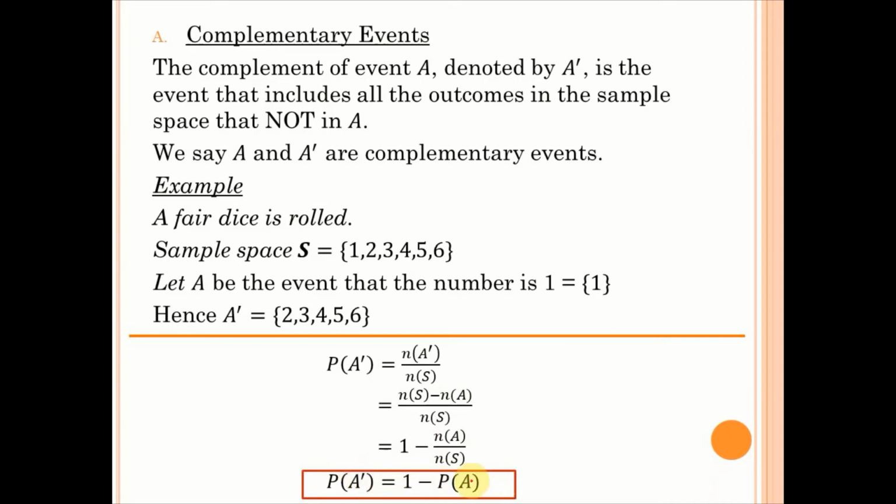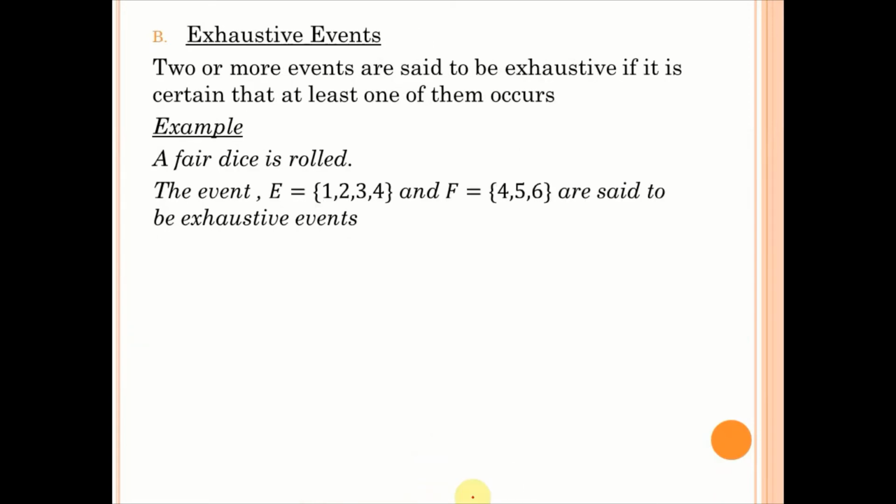A prime and A are related like this. Okay, next, exhaustive events. The definition is: 2 or more events are said to be exhaustive if it is certain that at least one of them occurs.